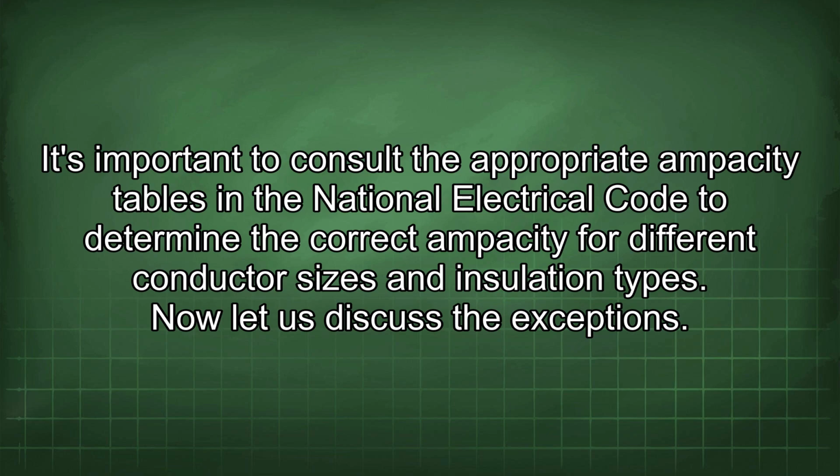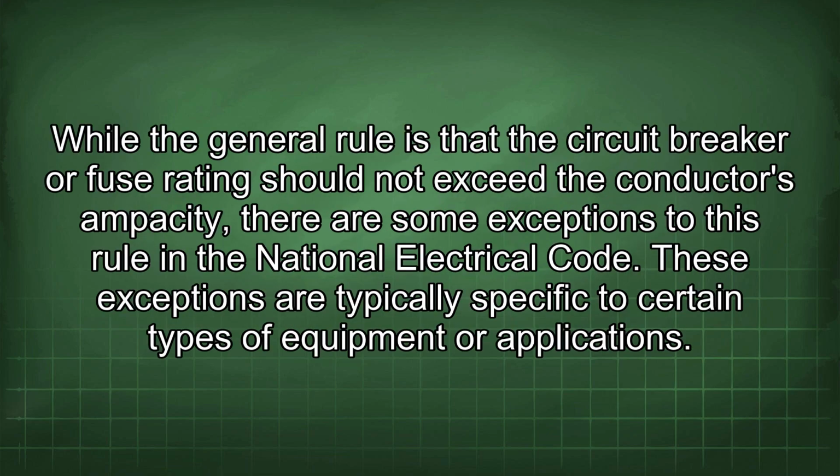It's important to consult the appropriate ampacity tables in the National Electrical Code to determine the correct ampacity for different conductor sizes and insulation types. Now let us discuss the exceptions. While the general rule is that the circuit breaker or fuse rating should not exceed the conductor's ampacity, there are some exceptions to this rule in the National Electrical Code. These exceptions are typically specific to certain types of equipment or applications.